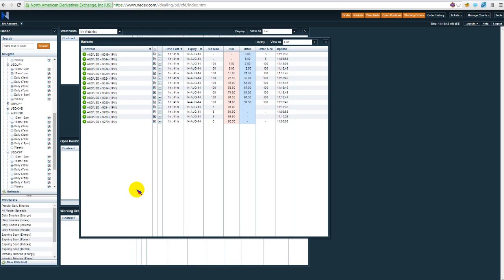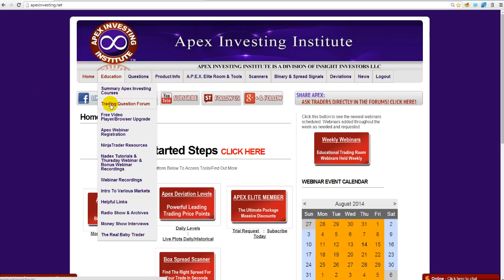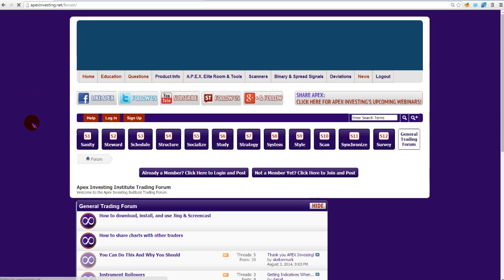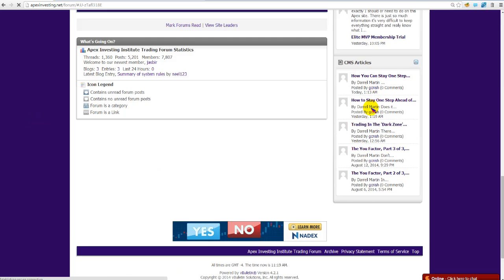But let's see here. Yes, we can definitely do that. Let me capture that so I'll remind our publishing team to do that. He was just asking if we could put all of our new articles out there. So one thing we do is we actually post them now inside of the forum. There's a whole article section over here at the bottom. So then you can see the U-Factor series we just put out, Trading in the Dark Zone, how you can stay one step out of the markets. So we do put them over there.